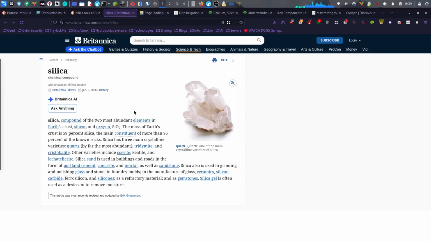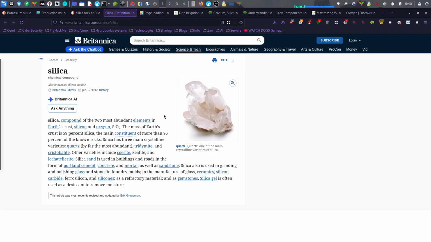Silica is a compound of the two most abundant elements in Earth's crust, silicon and oxygen, SiO2. It makes up 59% of the mass of Earth's crust and is the main constituent of more than 95% of known rocks. Silica has three main crystalline varieties: quartz, by far the most abundant. I have quartz at home. Tridymite and cristobalite. Other varieties include coesite and others.